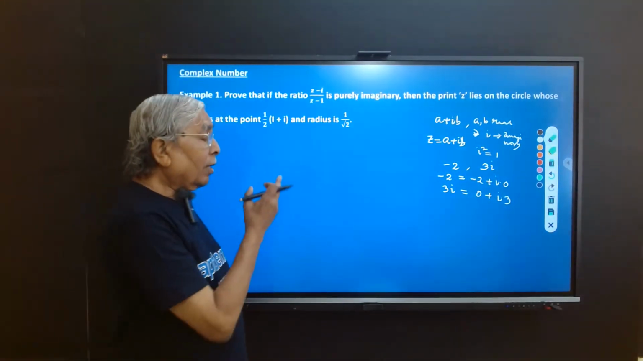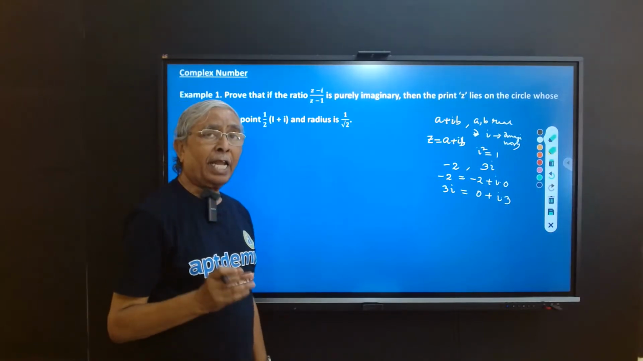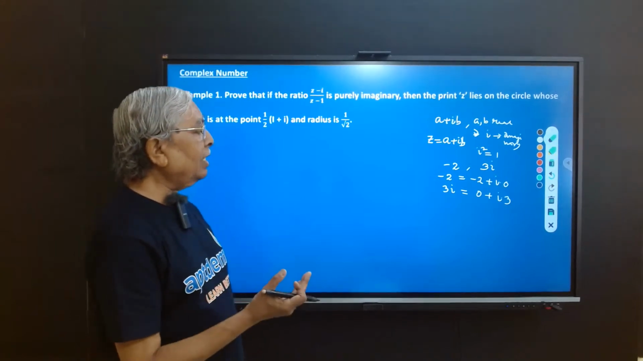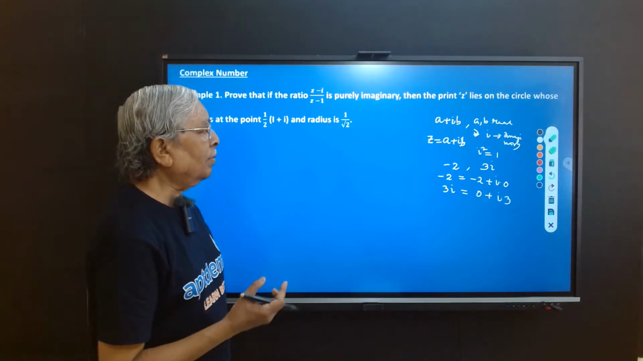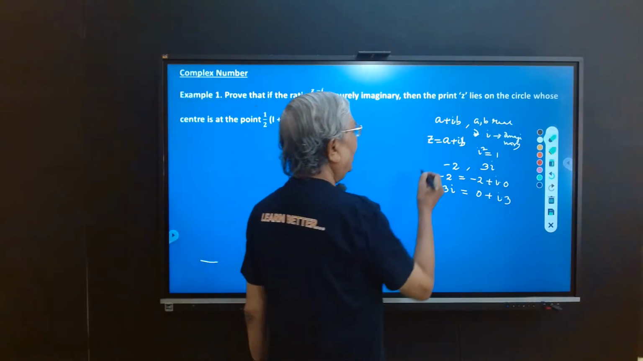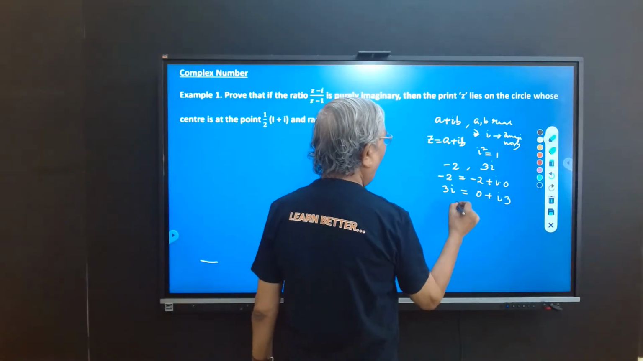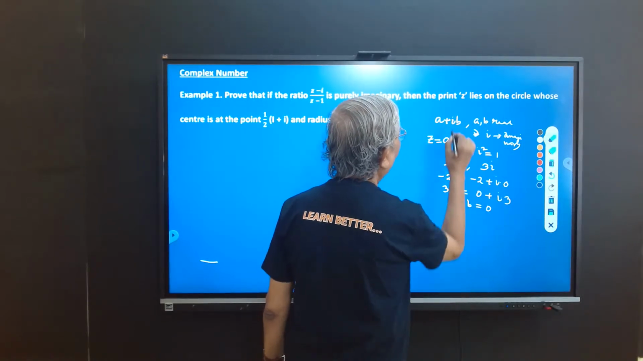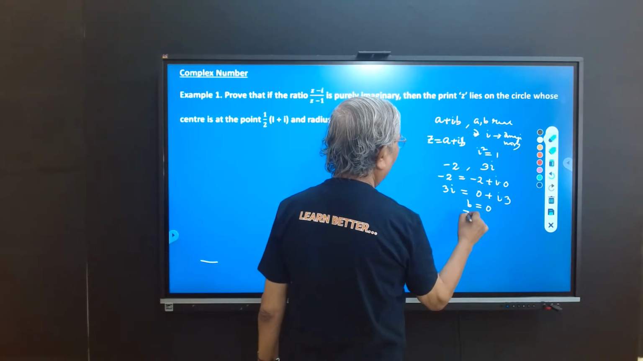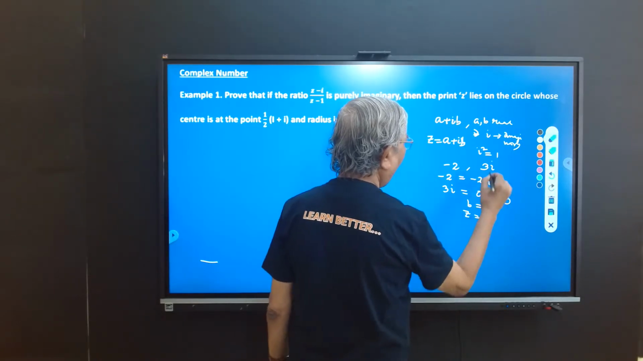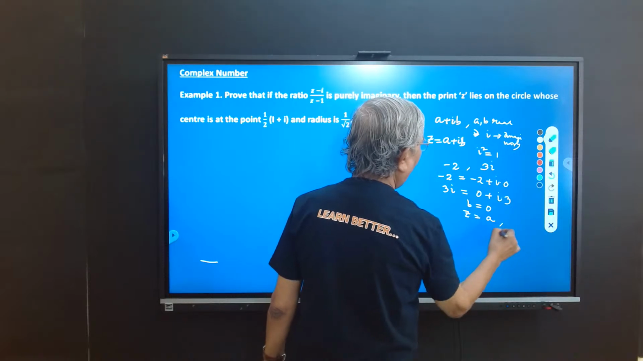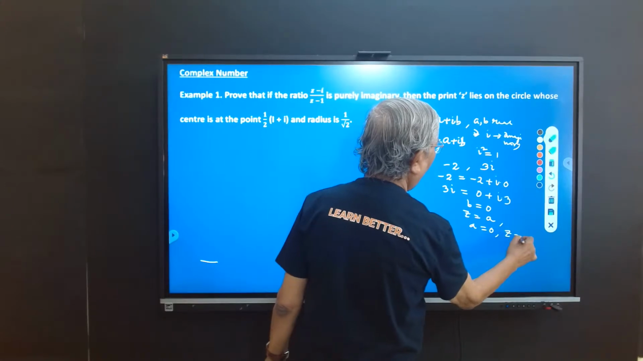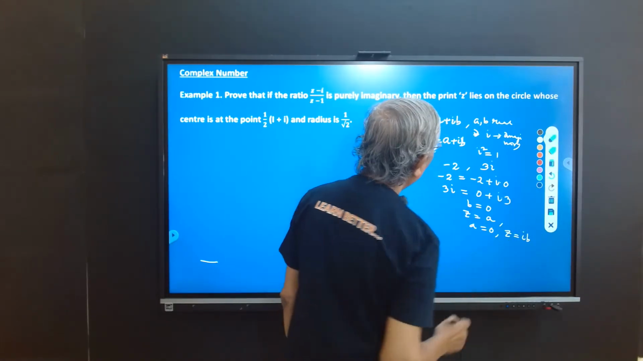Fine. So we can say that every real number is always a complex number and every imaginary number is always a complex number. And what is the imaginary number or what is the real number? In particular, if b equals 0, that is the imaginary part is 0, then this is a real number. If a equals 0, then we get z equal to ib. This is the imaginary number.